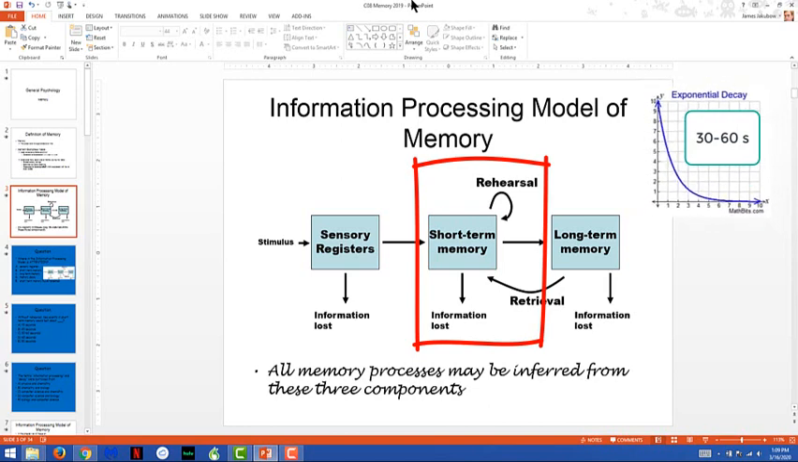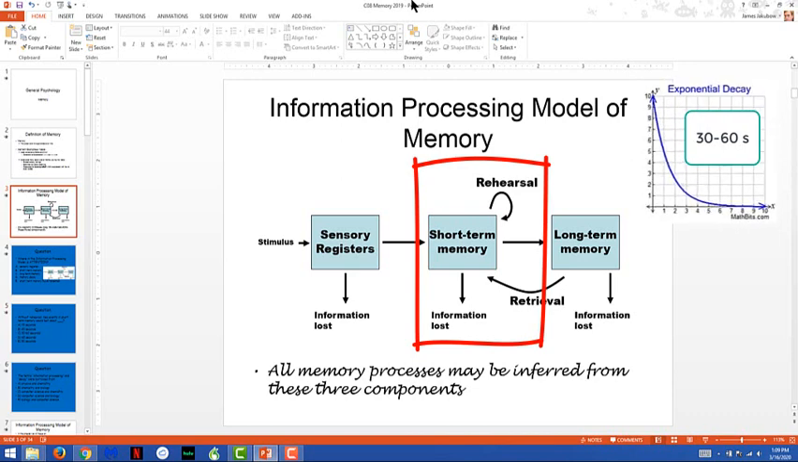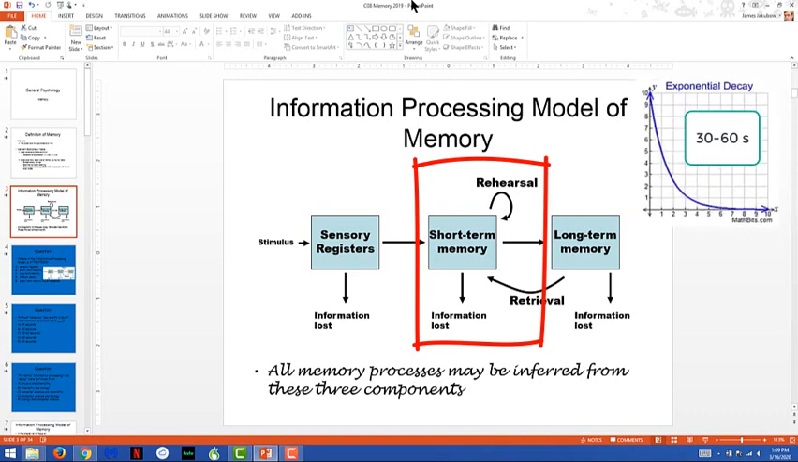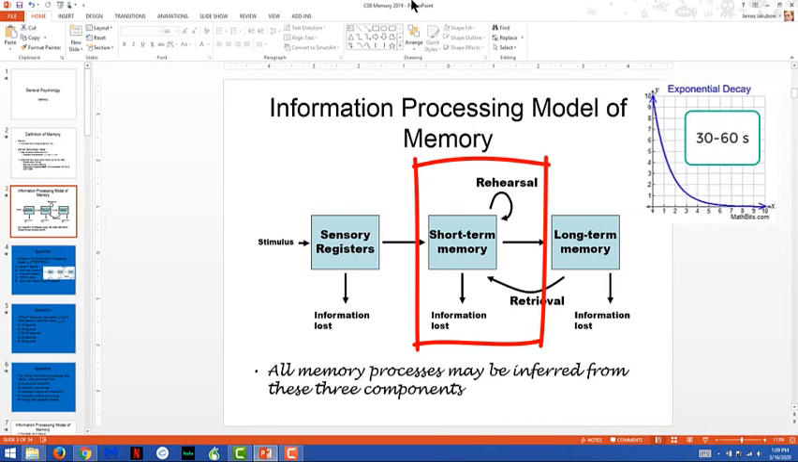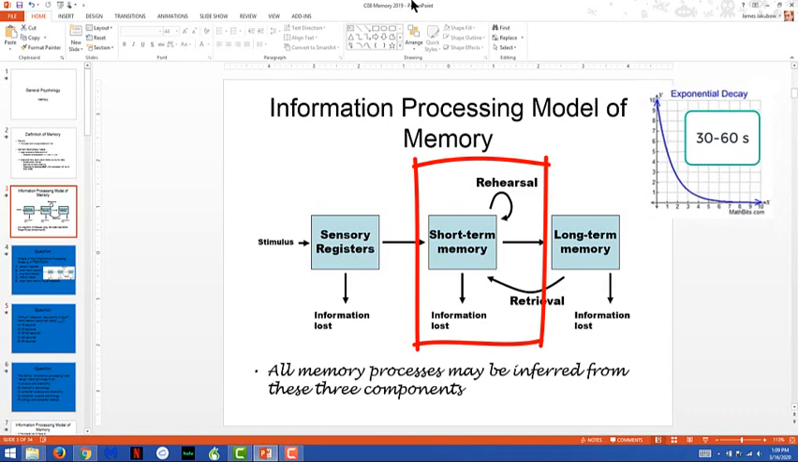But if you repeat the number to yourself over and over again, that's the process of rehearsal, repeating the information. And the simplest way to talk about rehearsal is that rehearsal is the process of repeating. When you repeat the information, you kind of reset the clock for that 30-second decay. And each time you repeat it, you maintain it another 30 seconds. And of course, you can do this indefinitely.